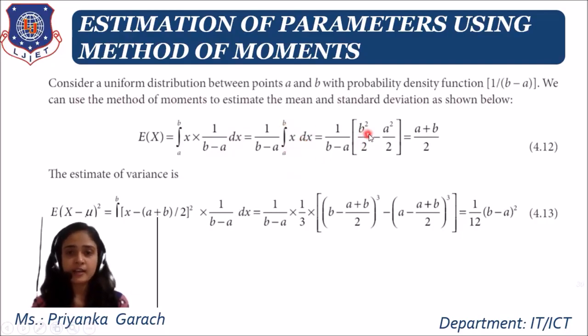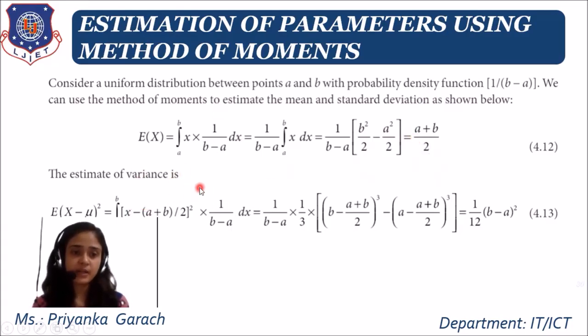So integration of x is x square by 2. In the x square by 2, just put the higher limit and the lower limit. So you will get b square upon 2 minus a square upon 2, and you will get the value as a plus b divided by 2.